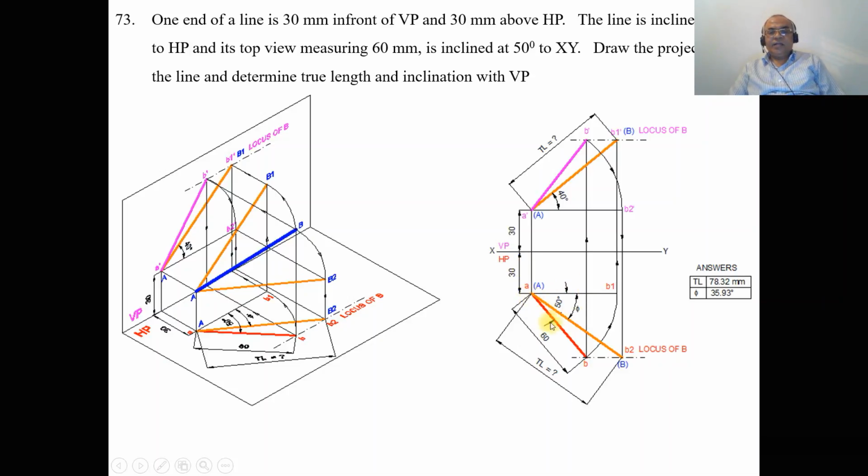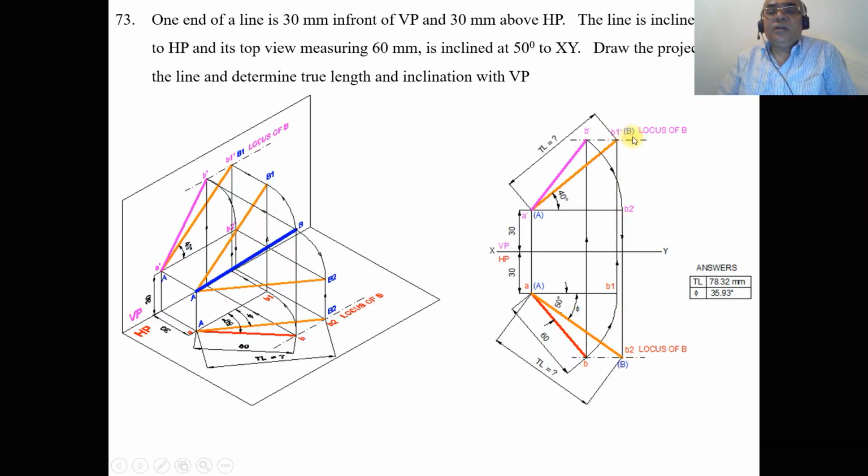So with A as center, take the top view distance, which is AB, which is 60, and draw an arc such that both A and B1 are in front of VP by 30 mm. Once you mark this point as B1, from B1 you draw a vertical projector to the front view. Then with A dash as center, by using the protractor, you measure an angle of 40 degrees with respect to the horizontal, then draw an inclined line so that it cuts this end projector.